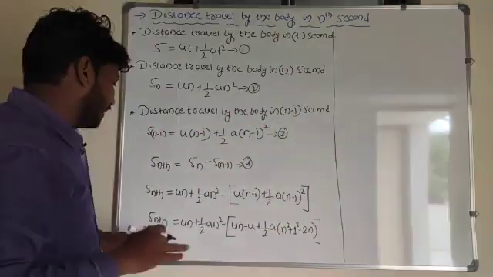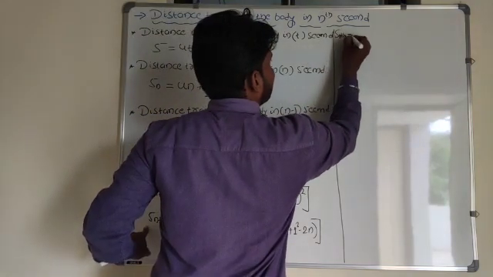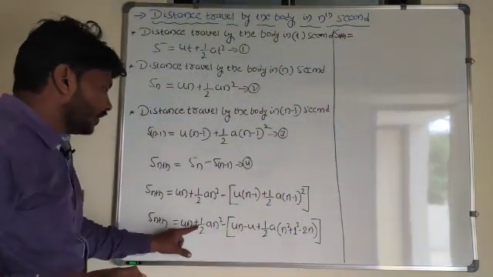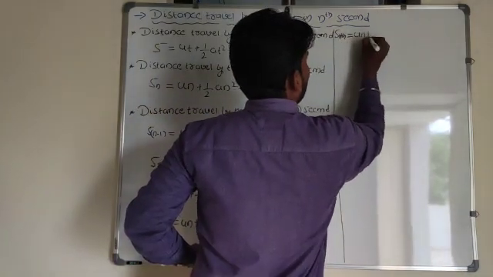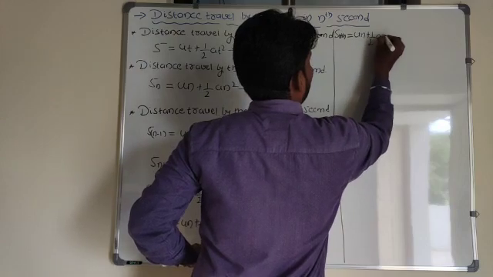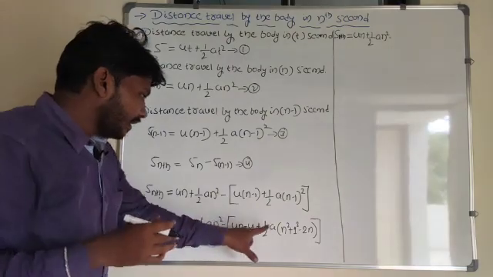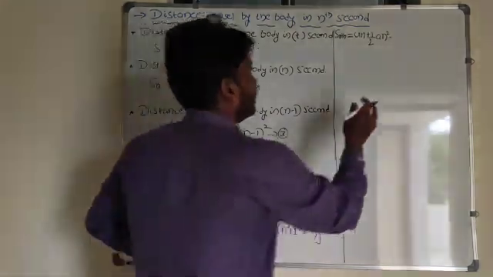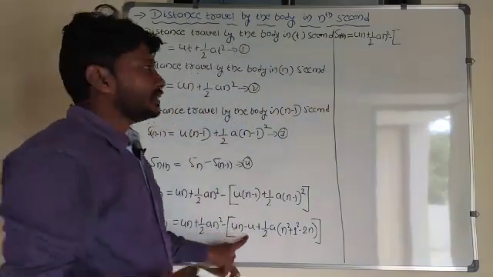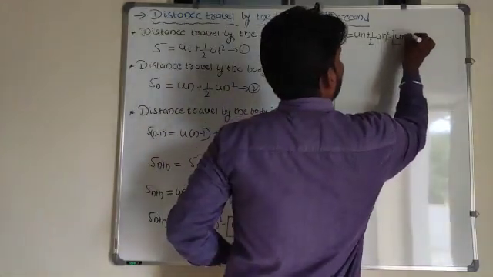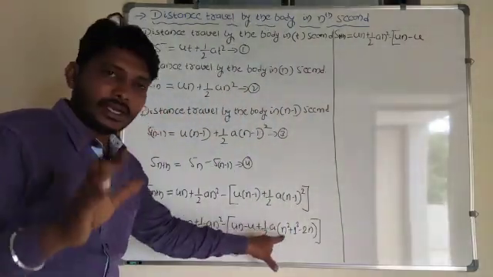So the distance traveled by the body in the nth second, s of nth second, is equal to u into n plus half of a into n square, minus u into n minus u. Again I will multiply this equation. Let me add one more term here: minus u into n minus u, and half of a into n square here.